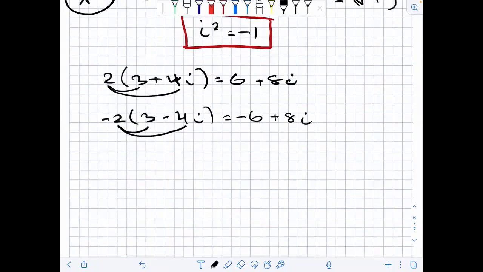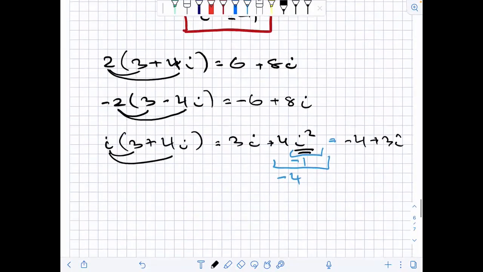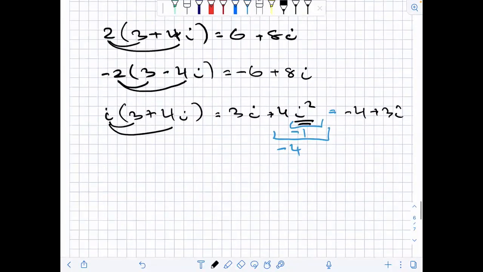What if we had an i in front? So maybe i multiplied by 3 plus 4i. i by 3 is just 3i, and i by 4i is 4i squared. And here comes the dealing with the i squared. We know that i squared is minus 1, so this part is minus 1. So 4 times minus 1 is actually minus 4. So when I finalize my answer, I'll be putting minus 4 plus 3i. That's because I put the real part in front usually, but you don't have to. You can also write 3i minus 4. Let's look at another example.